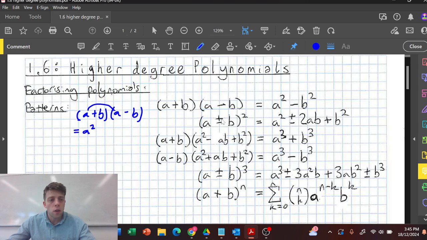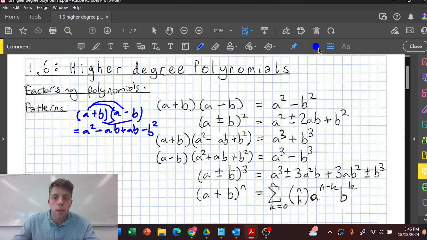So using the FOIL method, what that basically means is we first do the first two terms multiplied by each other. So expanding these brackets, we have a squared, and then we have a times negative b. Don't forget that this is positive b times negative b. So the negative sign comes with it. So this is negative ab, and then we have b times a, which is ab, and then we have b times negative b. So that's negative b squared, because b times b is b squared, and positive b times negative b is negative b squared.